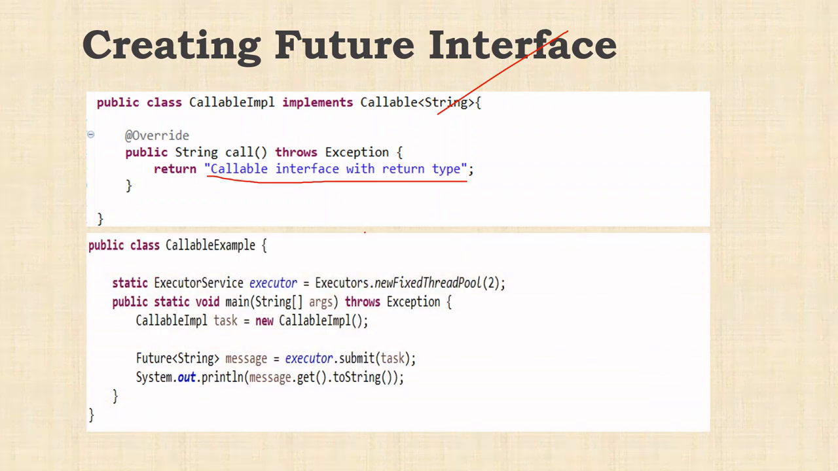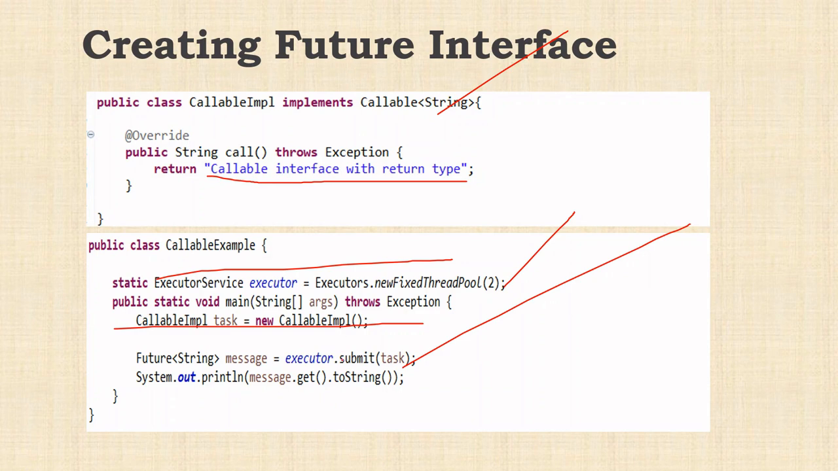We created an instance of this callable interface, and then created the executor service with a fixed thread pool size of two, and executed with the help of the executor's submit method. We are using submit to execute a task which is created by the callable interface. What we are executing with executor.submit, the result will be stored in a Future.